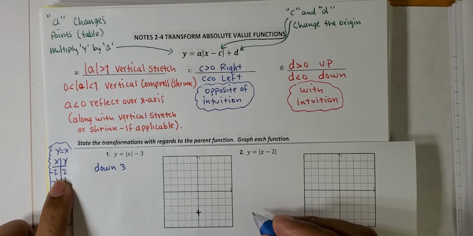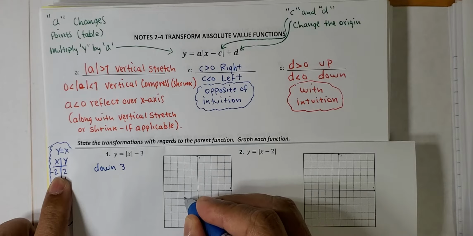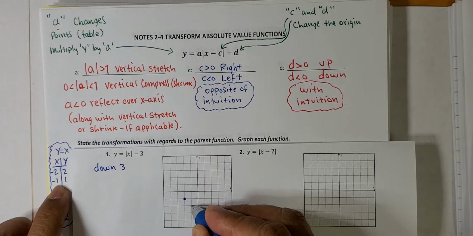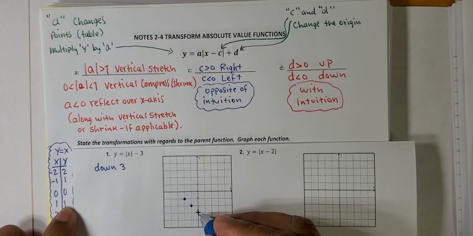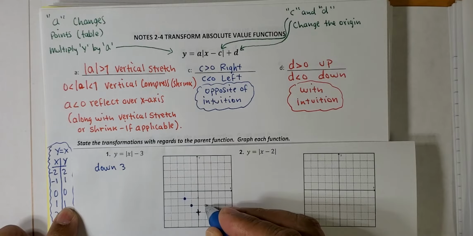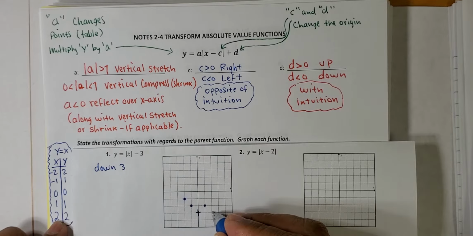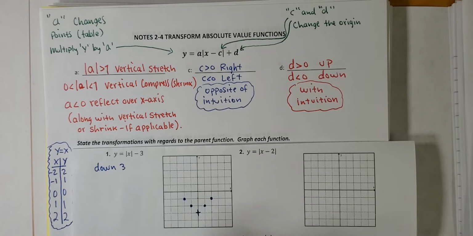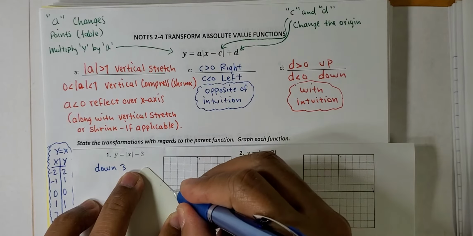And then I'm going to use this table. So from this point, if I go left 2, meaning I'm taking the absolute value of 2, I'm going to go up 2. Okay? And if I go left 1, which is this one here, then I'm going to go up 1, and there's the other point. So this is the new vertex, and then if I go right 1, this is going to be up 1. If I go right 2, I'm going to go up 2. And then once I have the points, I'm going to connect the points and then sketch the graph.